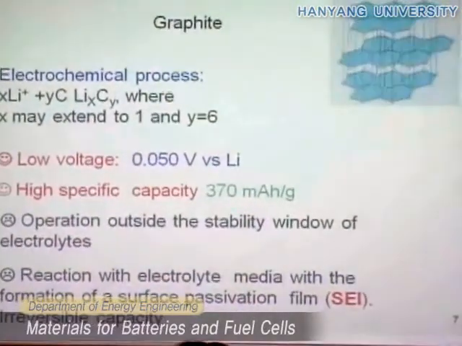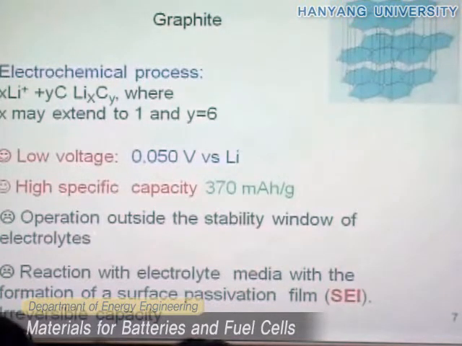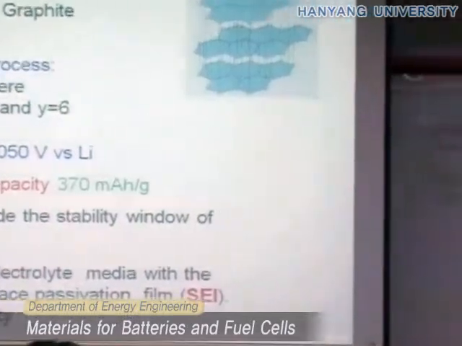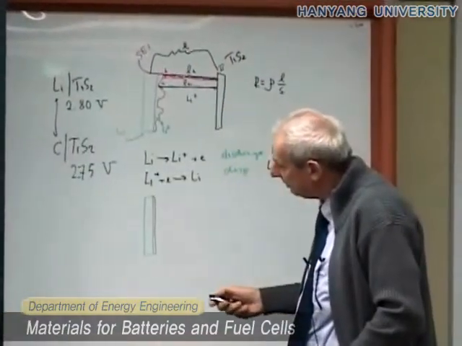As we will see, this electrode operates outside the stability window of any electrolyte. Then there will also be, in this case, the formation of a passivation film. But in this case the situation is not so dramatic as in the case of lithium metal. We will see this in more detail now.